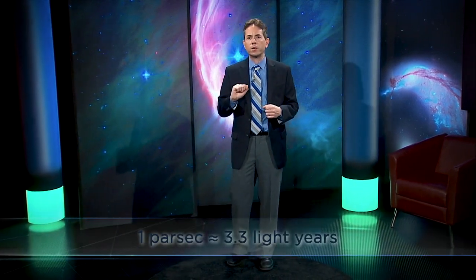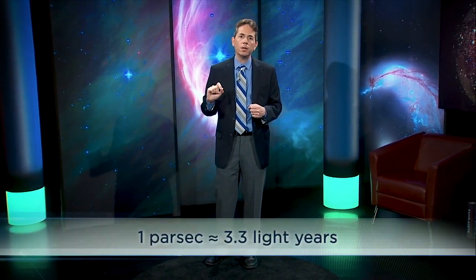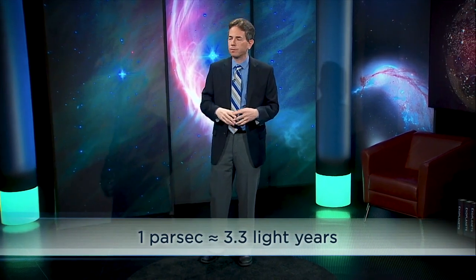As we saw in the first lecture, the parsec is a handy unit for measuring the distances between stars, and it happens to have the same order of magnitude as the light year. 1 parsec is about 3.3 light years. Parallax is by far our most reliable method for measuring distances to stars.